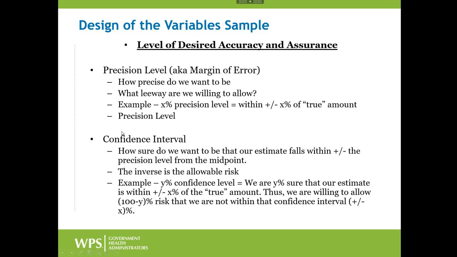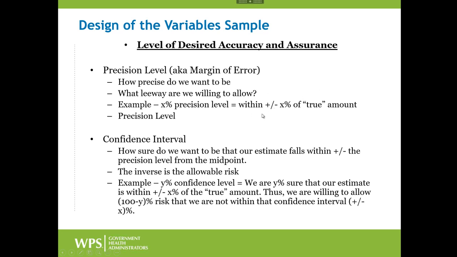The inverse of this confidence interval is basically the allowable risk that we're not as precise as we needed to be. So an example of this would be a Y% confidence level. The auditor is Y% sure that the adjusted amount is within plus or minus X%, which was the precision level, of the true amount. So let's just say, and I'm going to throw out a very, very tight one, let's say it was 10%. Let's say this precision level was 10%.